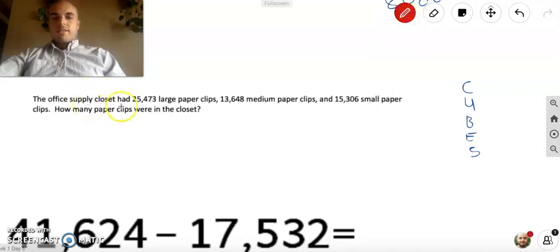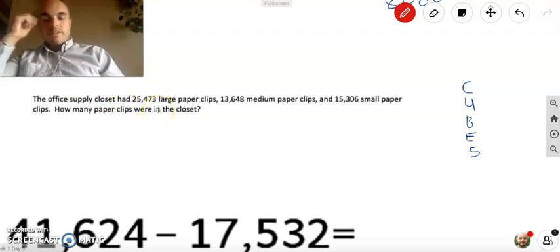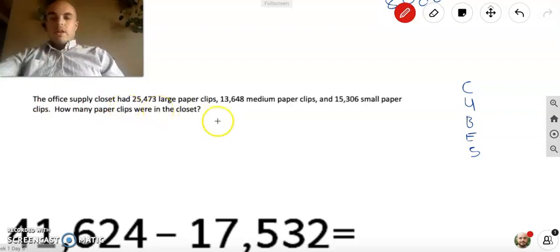Okay, so let's circle my important numbers in this. The office supply closet had 25,473 large paper clips, 13,648 medium paper clips, and 15,306 small paper clips. How many paper clips were in the closet? So let's circle. I'm going to circle my number here, my number here, and my number here. I know that I'm going to be using all of these.